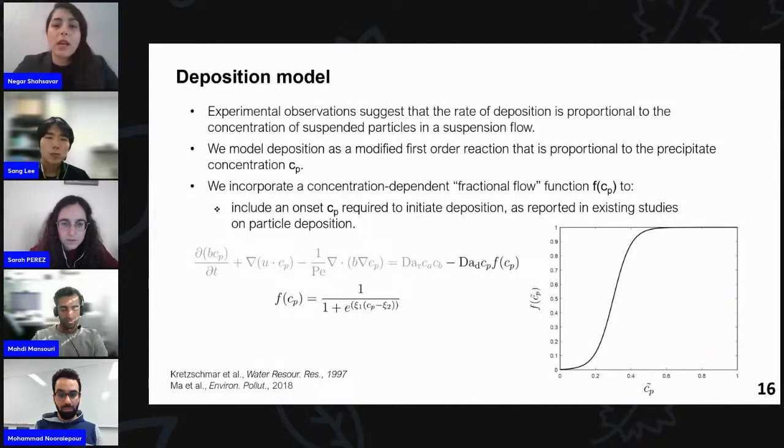And for the deposition, existing studies of suspension transport show that the rate of deposition is proportional to the concentration of precipitation in the flow. Additionally, people have found that there is usually an onset of precipitation concentration, below which there is a very minimal amount of deposition. So to capture these effects, we model the deposition using a modified first order deposition. And it depends on the concentration of precipitation, and also it includes a cross flow function that takes into account the onset concentration.